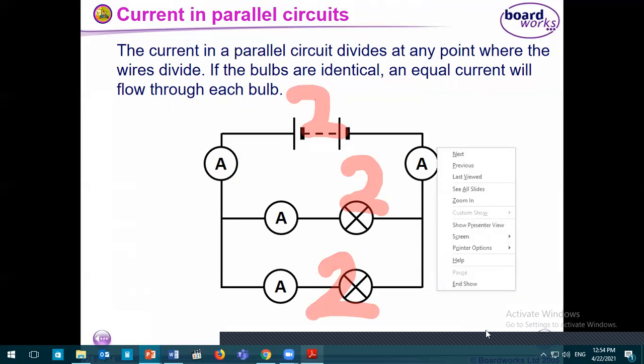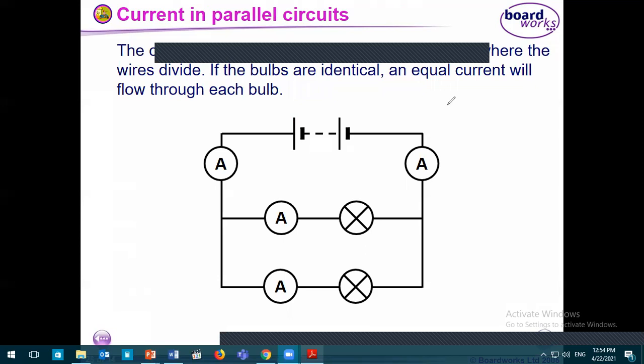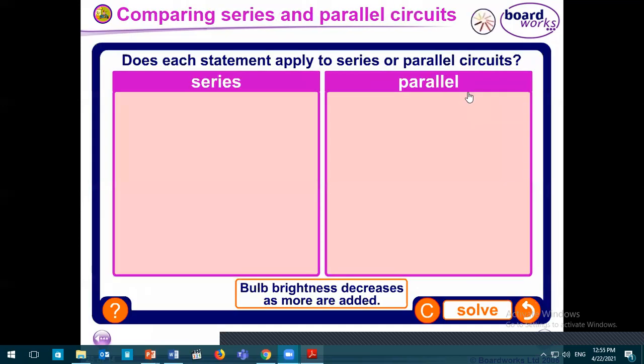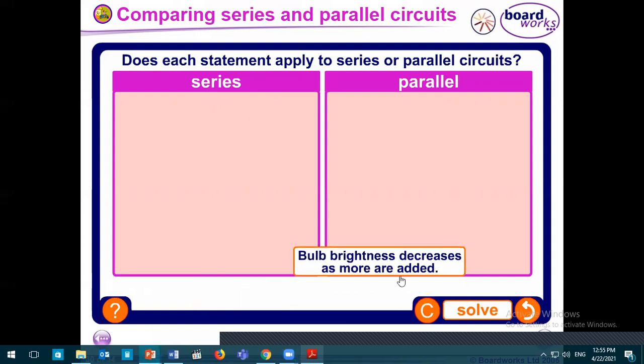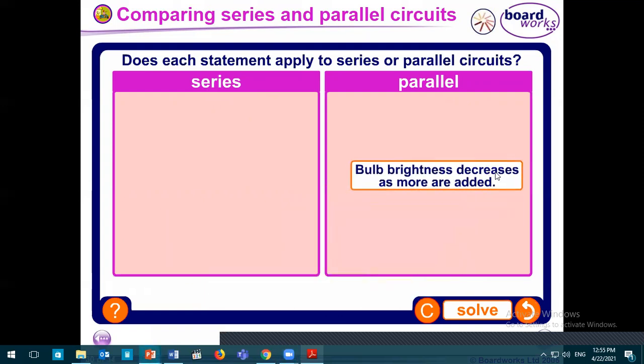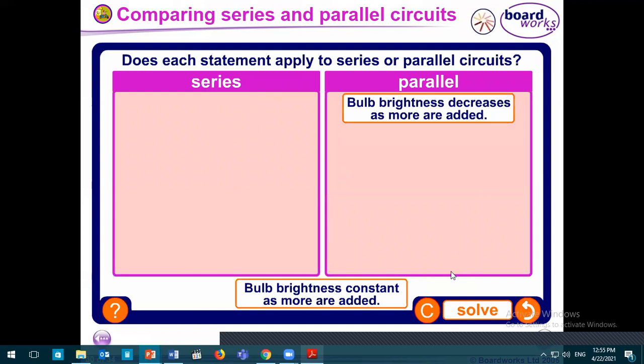So let me clear all this so we can move to some of the questions. Okay, so here it's doing a comparison between series circuit and parallel circuit. Bulb brightness decreases as more are added. What do you think? Parallel? Put it in parallel circuit? Okay, let's check at the end.